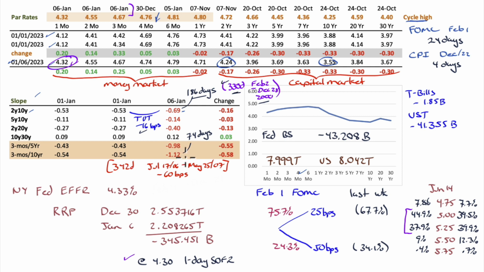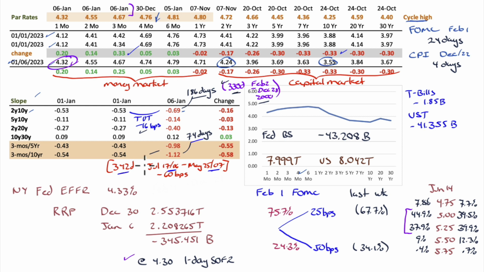The 3-month to the 10-year, this is a shock, over 100 basis points inverted, 112 basis points, which comes from a combination of the 3-month rising 33 basis points and the 10-year falling 33 basis points. So a 66 basis point change between the two. 112, that's 74 days now.